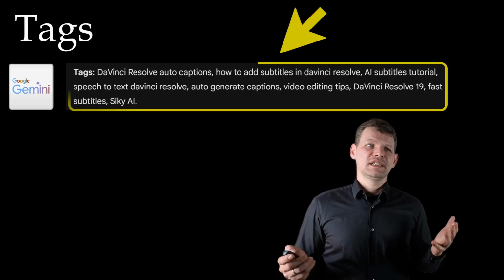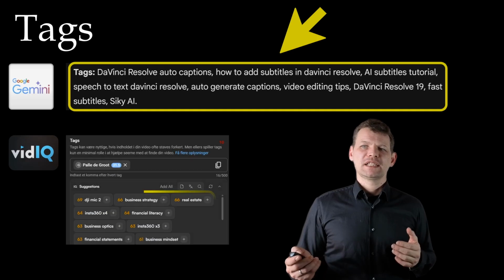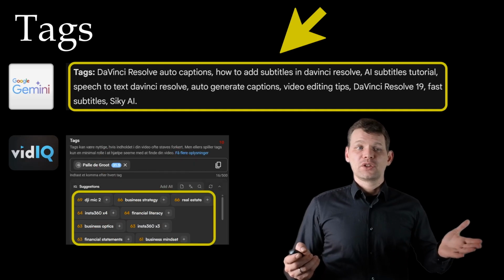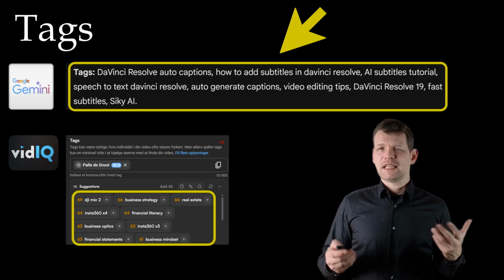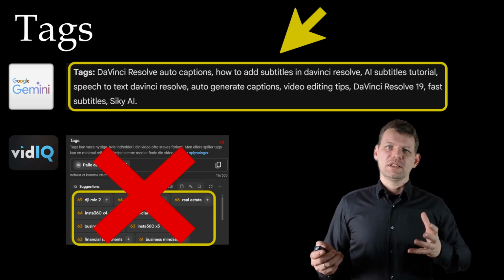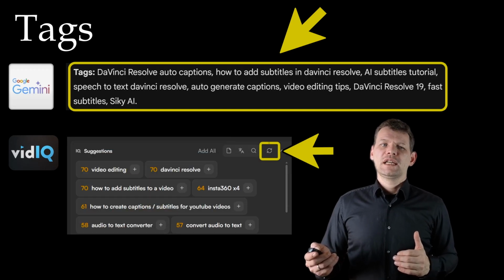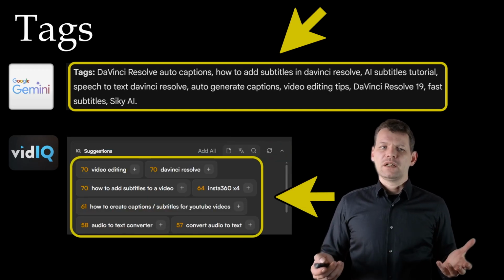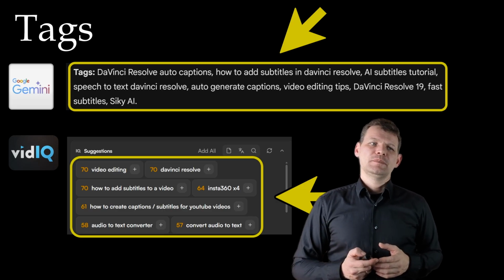With tags, I don't know who the winner is. Gemini creates some tags in the beginning. vidIQ comes up with things like Insta360 X3, DJI Mic 2. That's not what the video is about, so it doesn't work. But after we've put in the title and the description, then you can update the vidIQ, and then it gives you better options, and then it can rank the Gemini thing.